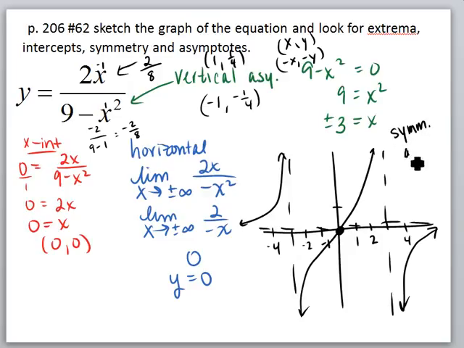Symmetric about origin. That's probably one of the hardest symmetries to find, but typically if it goes through (0, 0), it will be symmetric about the origin or symmetric about something. I have 2 more of these examples, but I'll have to do one more video for those.